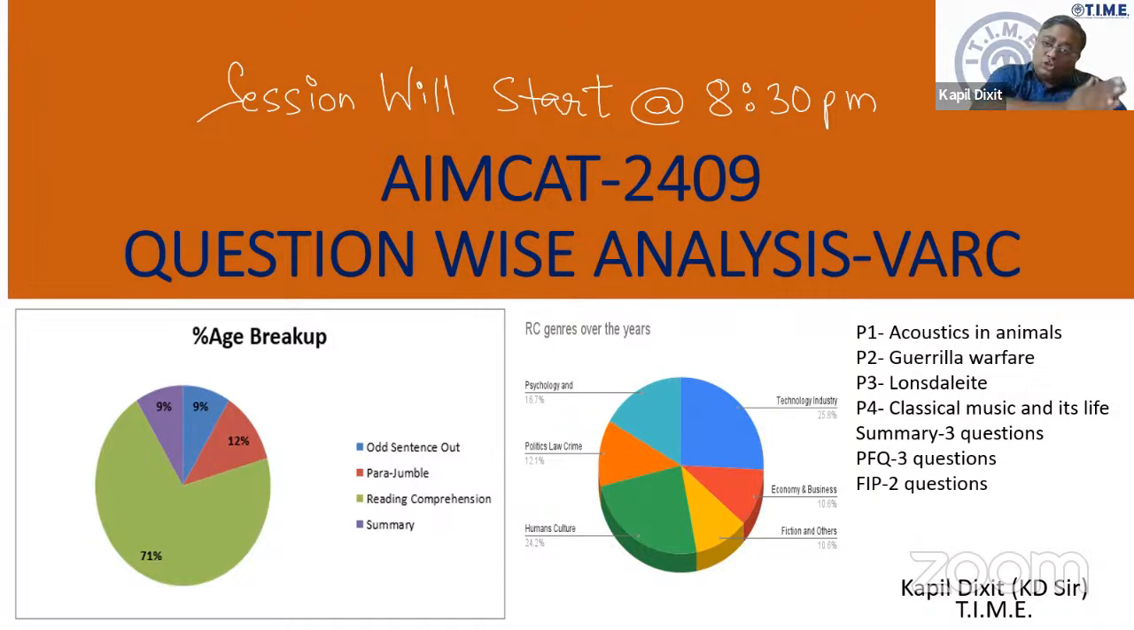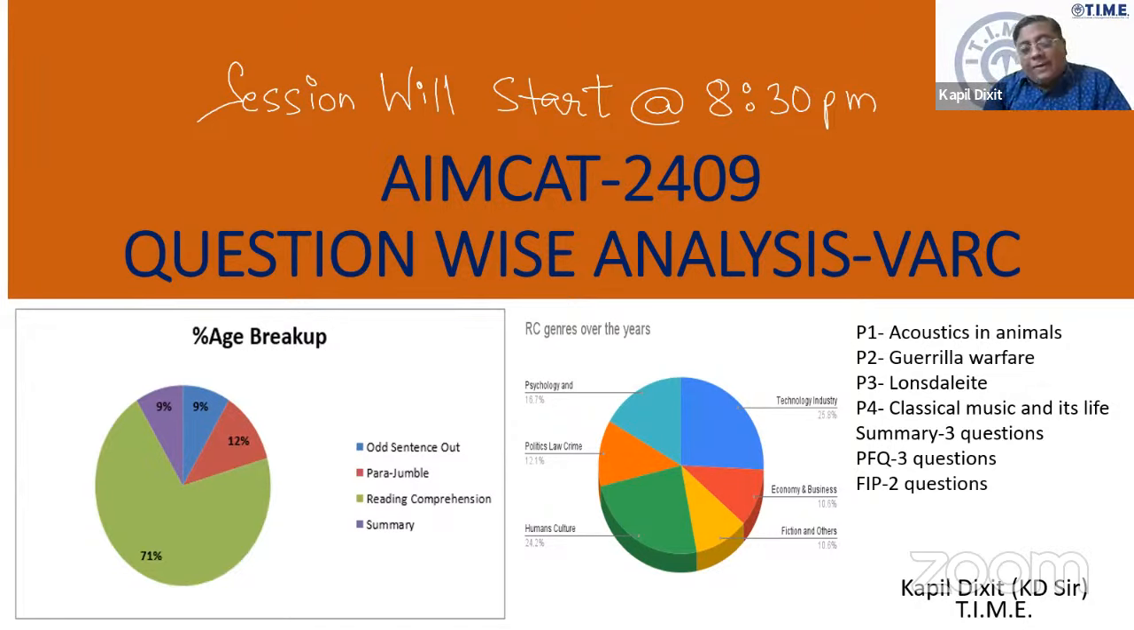There were 3 questions on summary, 2 questions on FIPs, fit in the para, the new category which was introduced in 2022, and then 3 questions on paraform. Okay, this was exactly that paper where no odd one out was there, no out of context was there.